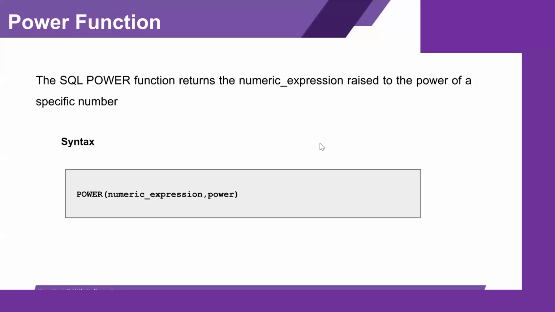Yeah, we have got the power function. The power function takes two arguments or parameters. We have got the number, and of course the power that we are raising it to. So we have the numerical expression and the power. For example, raise 2 to the power of 3. That is 2 cubed. So that's the syntax of the power function.